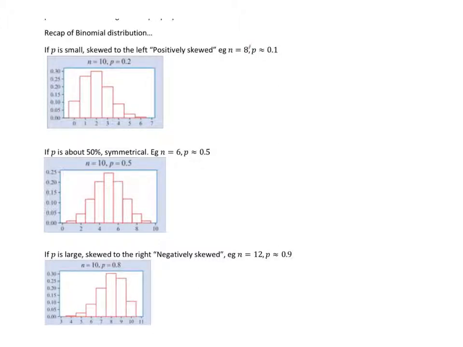If p is small, i.e. close to 0, and in our case here we've got n equals 10, it will be skewed to the left, i.e. positively skewed. If p is about 50%, and your notes will say n equals 6, let's change it to 10, it's going to be symmetrical and centered on p equals 0.5. And if p is large, it's skewed to the right, and n in this case is 10, not 12. And p is 0.8, not 0.9.